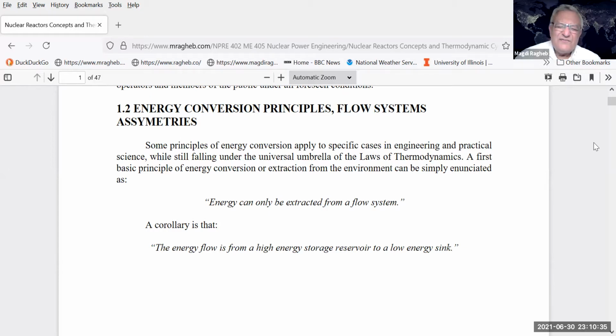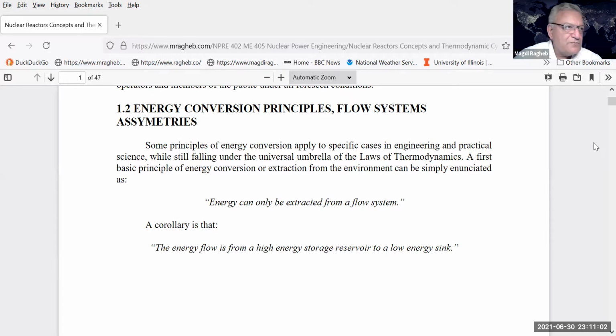And if the energy available to us is a natural process, we adopt it. Otherwise, we create systems that would extract energy from the environment. Some general principles apply when you consider the energy conversion in general. And it does not conflict with the laws of thermodynamics, especially for thermal systems.